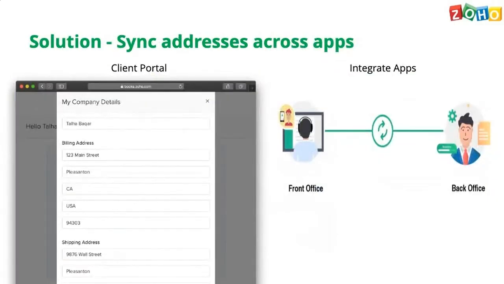Another one is syncing this data across different applications. If you're using a third-party connector for two tools that really weren't built to work together, then there's often a delay. There's often an issue in getting that information between the front and back office. So we're going to resolve that using the integration within Books and CRM.